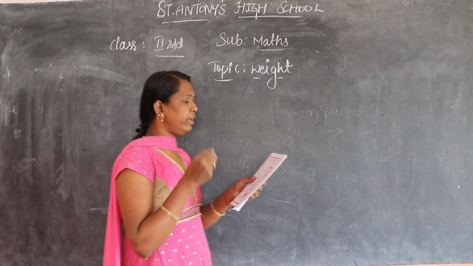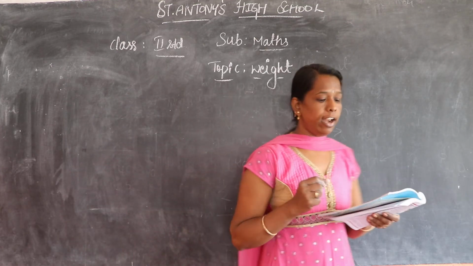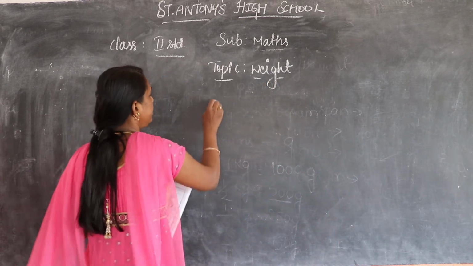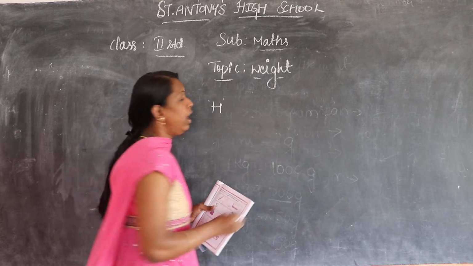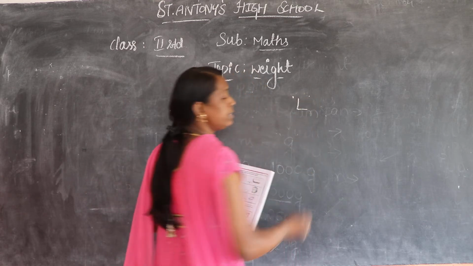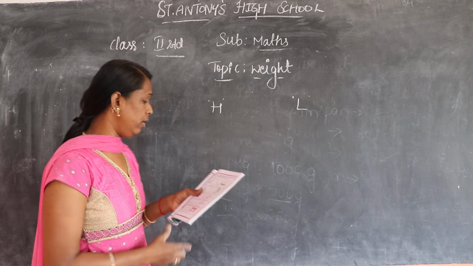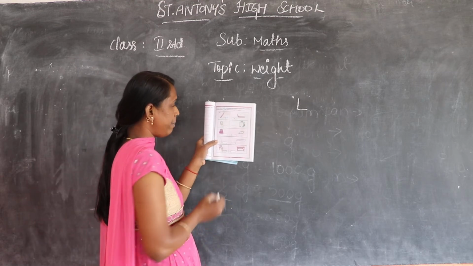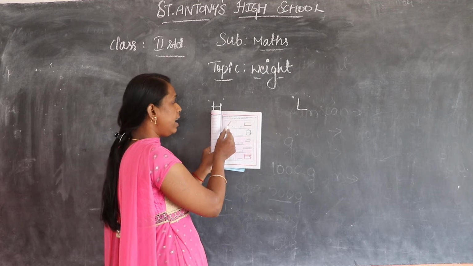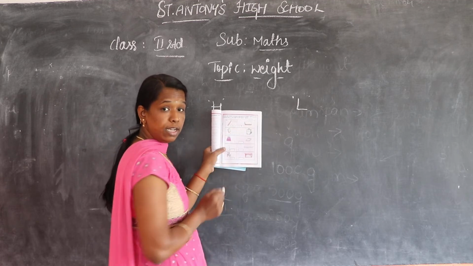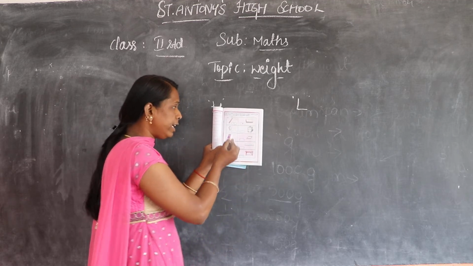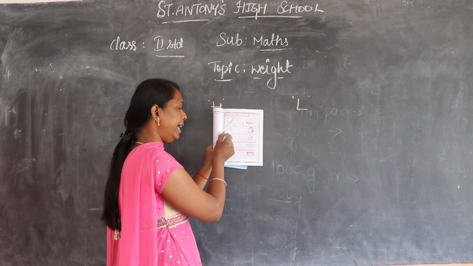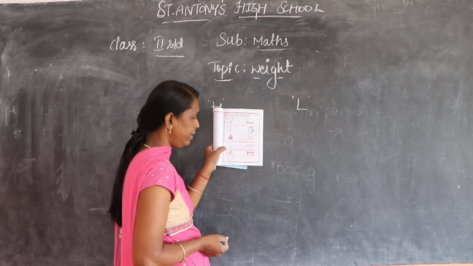Next, to find out which is heavier and which is lightweight, put H, capital letter H, for heavyweight and capital letter L for lightweight. Compare the pictures. One example is already given for you. Pencil is a lighter one. This book is a heavier one. When compared to this book and this school bag, this book is lighter. This school bag is heavier.